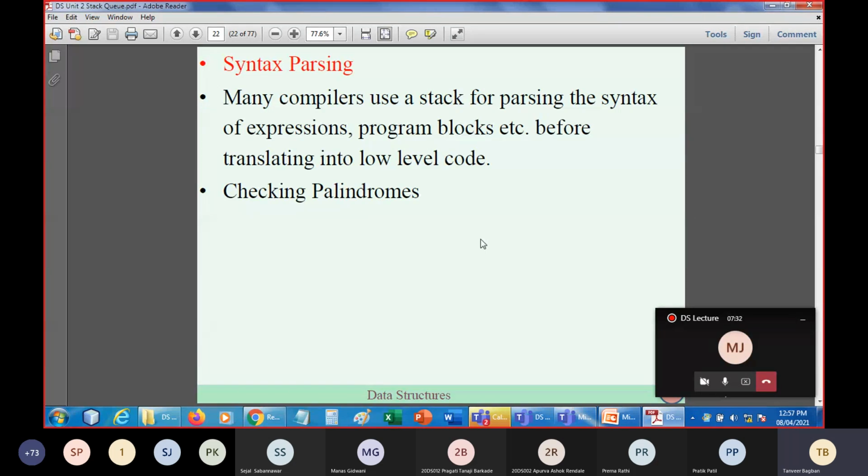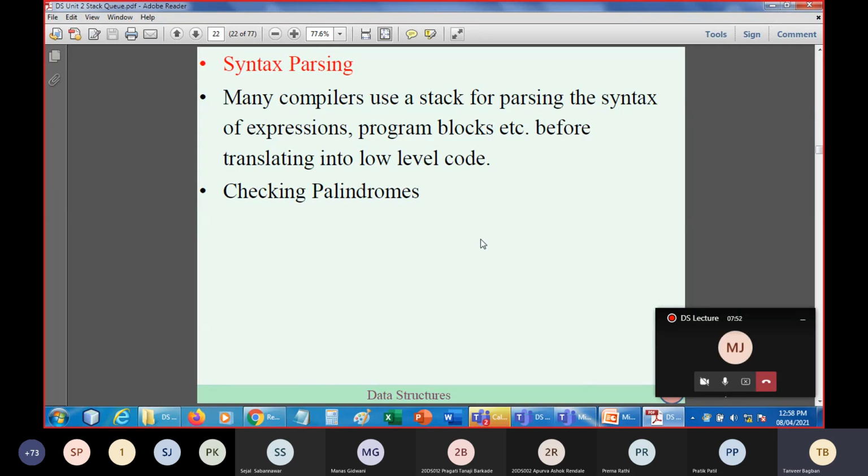For expression checking, there is a separate grammar for many constructs, for the while loop, for the if statement. Every construct in the programming language has got a syntax, and that syntax checking is done by the syntax analyzer, or we call it a parser.